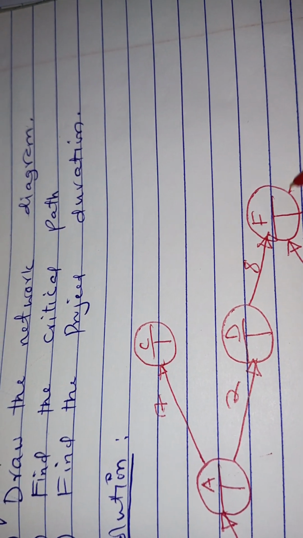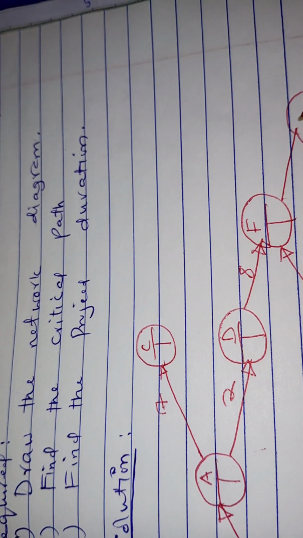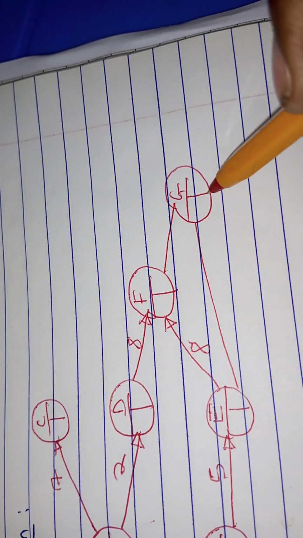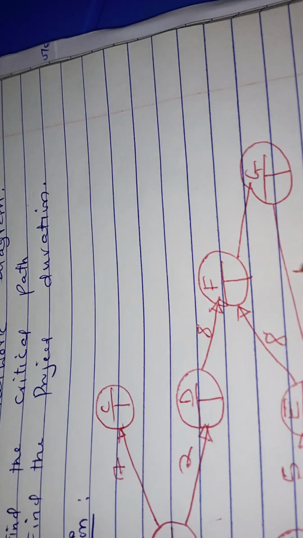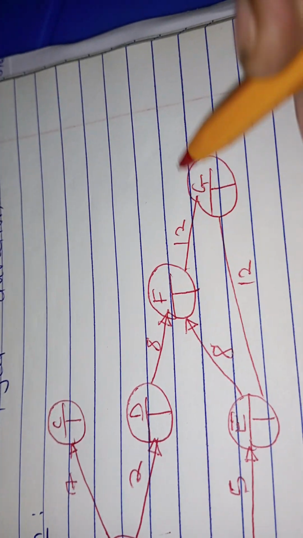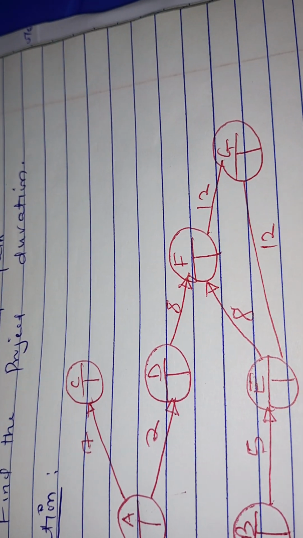So we have our activity F here and E, and both are meeting at G, and the duration given is 12 weeks. Could be weeks or days, but we have been given this to be weeks.